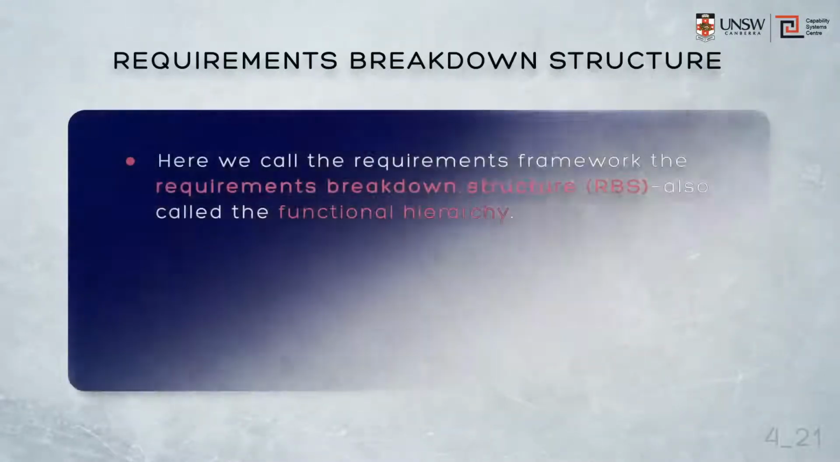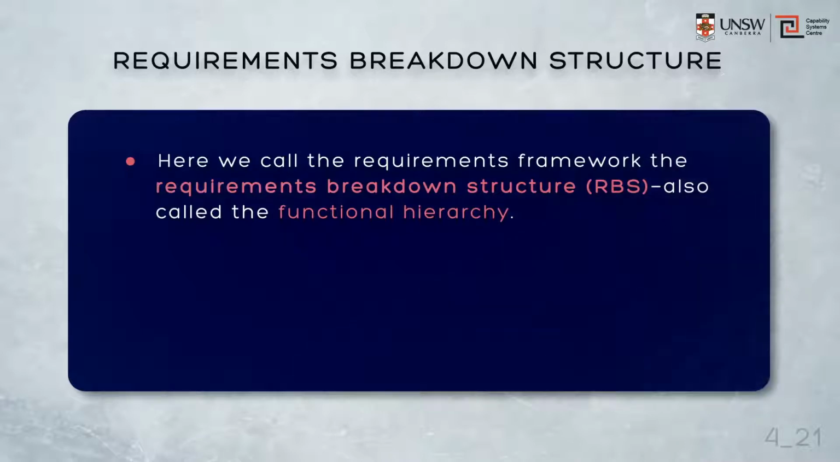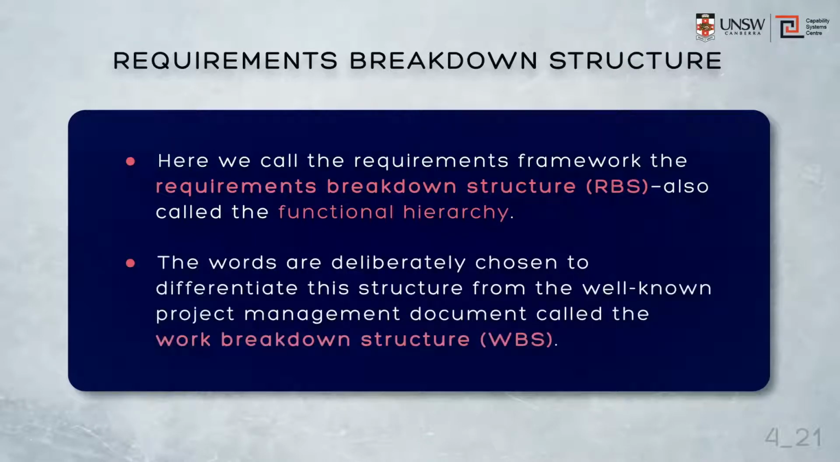Here we call the requirements framework the requirements breakdown structure. Now, we said before that's also called the functional hierarchy, but we'll refer to it as the RBS. Now, the words are chosen very carefully to differentiate this structure from the well-known project management document called the work breakdown structure, or the WBS. The RBS is grouped logically, the WBS is structured physically into a group of physical work packages for the configuration items that need to be developed. At the end of preliminary design, the logical groupings of the RBS are therefore mapped or allocated into the physical groupings in the WBS.